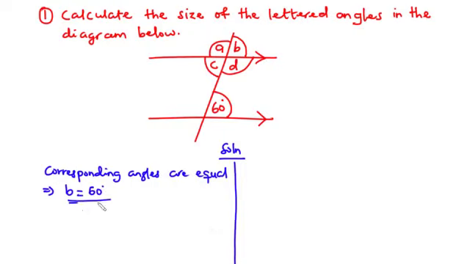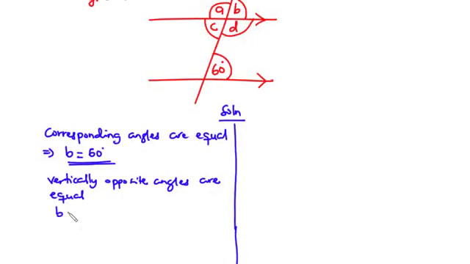So this is the value of angle B. Now let's move on. These two angles B and C are vertically opposite angles, and in the previous section we said that vertically opposite angles are equal. In that case, we can find the value of C. So B is equal to C, and that is equal to 60 degrees. Therefore, we have the value of C to be 60 degrees.